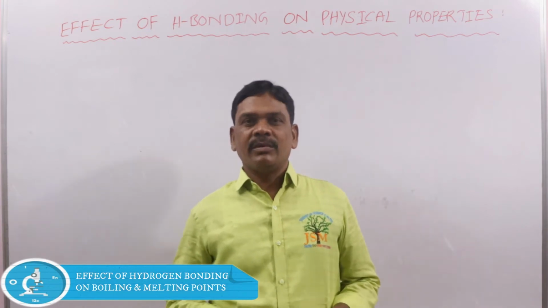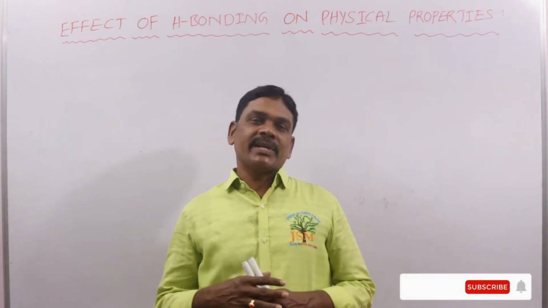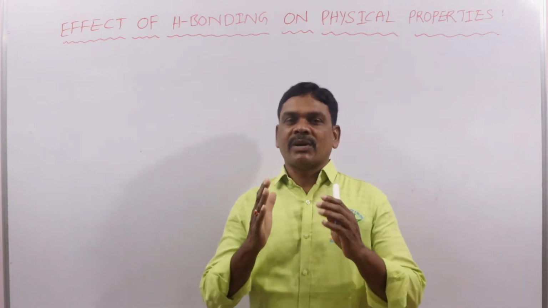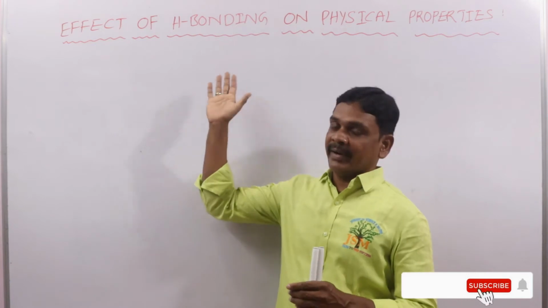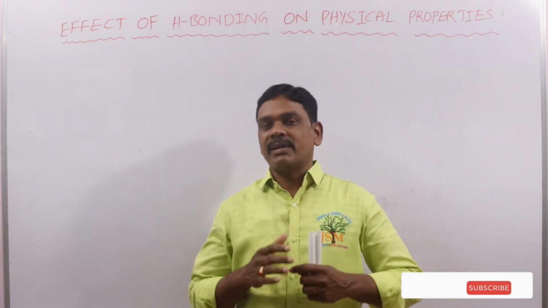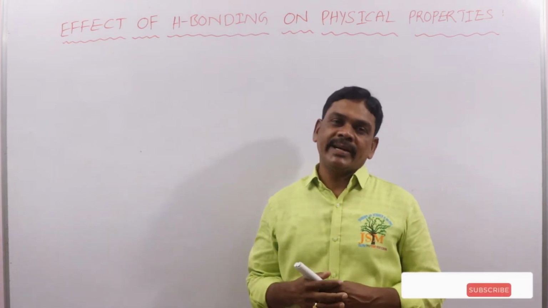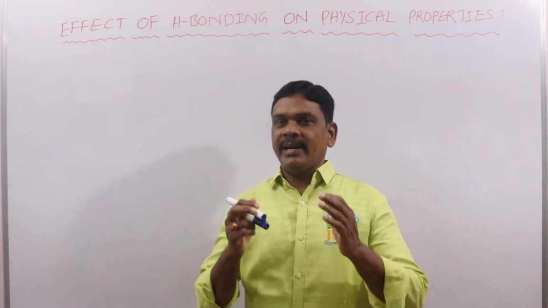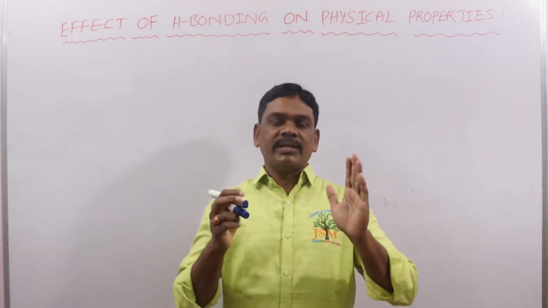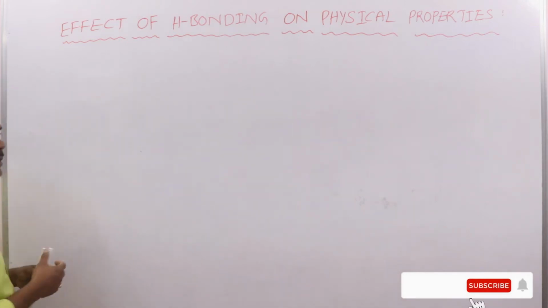In the previous video, I explained the effect of hydrogen bonding on physical properties. So that is the first one, solubility, completed. In this video, we continue with the effect of hydrogen bonding on physical properties. The second one is boiling point and melting point, how hydrogen bond affects the boiling and melting points of different compounds.